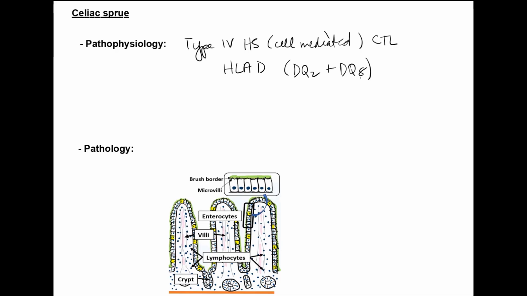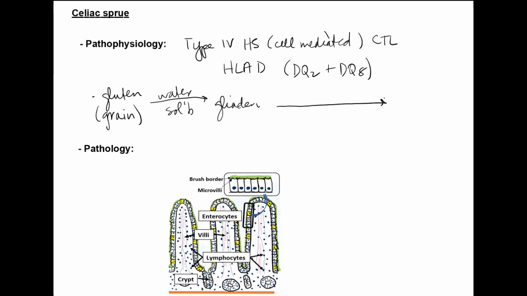The pathophysiology is thought to work this way. Gluten is an important protein of grains, oats, wheat, and the water-soluble component of gluten is gliadin. And it is felt that in the enterocyte, tissue transglutaminase deamidates the gliadin to form an antigen-like substance that sensitizes the T cells, and that then triggers the autoimmunity. This has a very specific pathology.